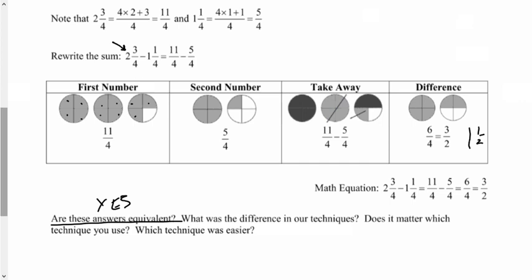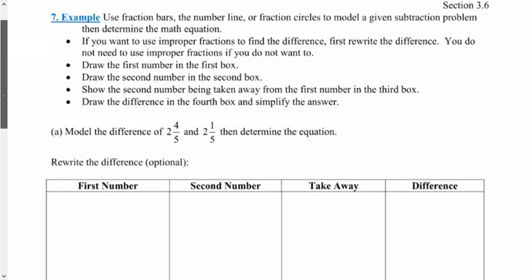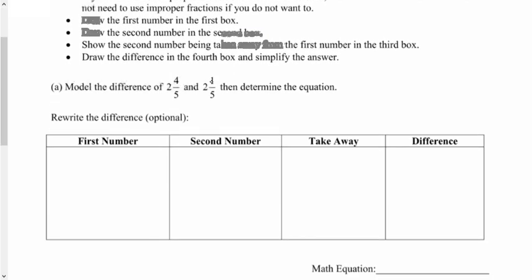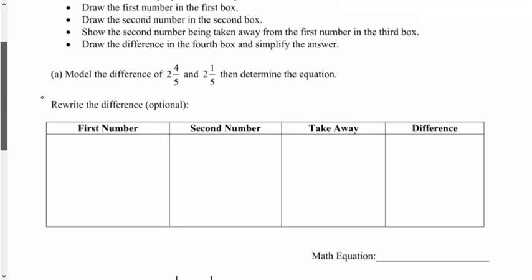Okay, let's go ahead and look at a few other examples. All right, so we're going to model the difference between 2 and 4/5 and 2 and 1/5. Now, this is one that I think probably I would use mixed numbers on. That's because we have common denominators already, and I can see that 4/5 is larger than 1/5, and so I don't need to do any borrowing on this in order to do it.